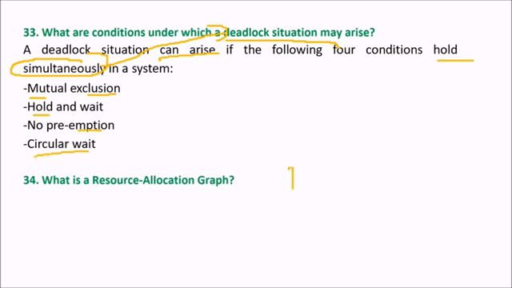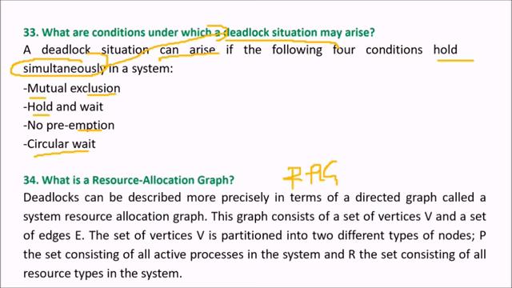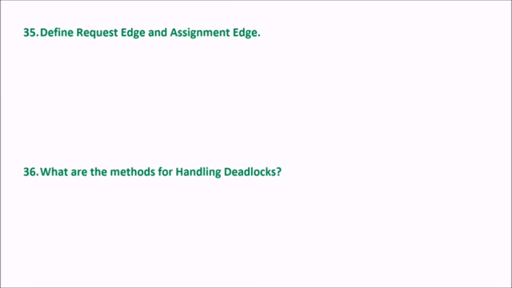What is RAG? RAG is resource allocation graph. Deadlocks can be described more precisely in terms of a directed graph. Okay? Directed graph called as a system resource allocation graph. So this graph consists of a set of vertices V and a set of edges E. So the set of vertices V is partitioned into 2 different types of nodes. P is the set consisting of all active processes in the system, and R is the set consisting of all resource types. In this, you have a process, you have a resource. If the resource is allocated to the process, we do like this. And in this form, we make a graph.